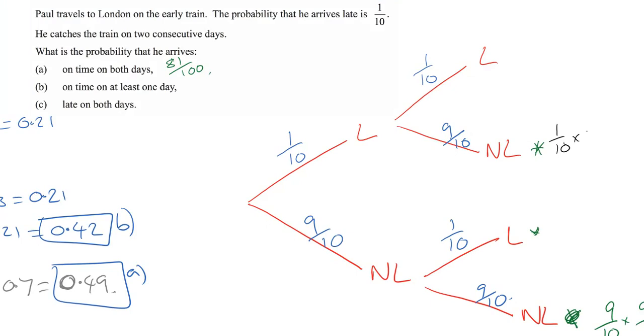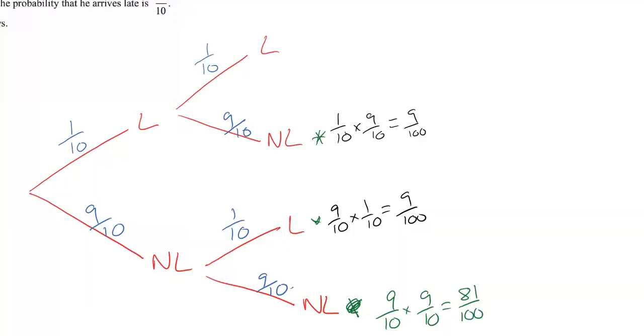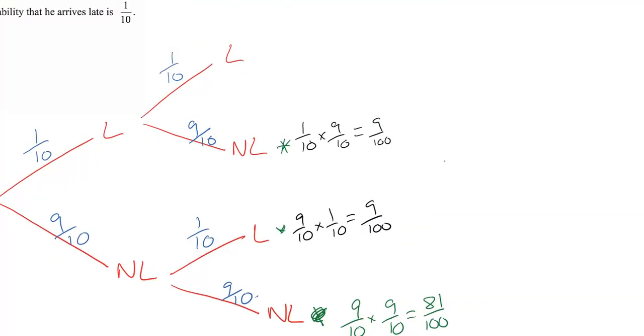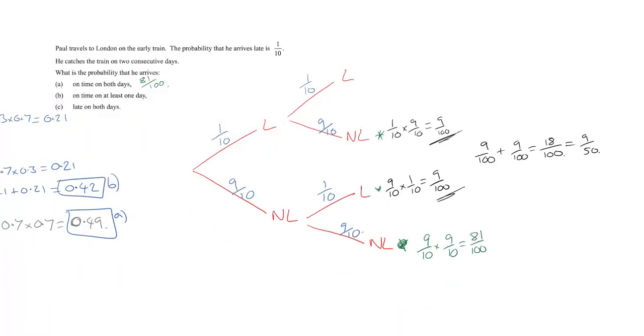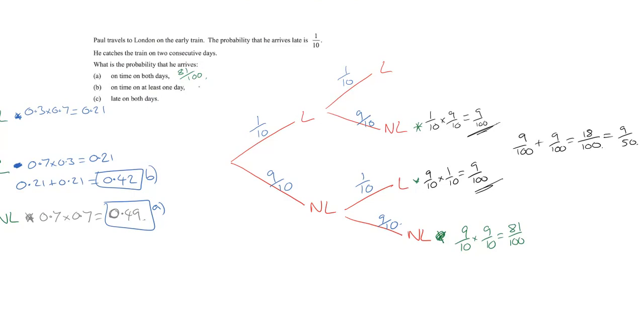We're going to have 1 over 10 times 9 over 10, which is 9 over 100. And we are going to have 9 over 10 multiplied by 1 over 10, which is again 9 over 100. So we need to add these together to combine the two branches. So 9 over 100 plus 9 over 100 is going to be 18 over 100. We can simplify that down to 9 over 50. It's a good idea not to simplify the component pieces because it's easier to add them when you have the same denominator. But this one we can definitely write as 9 over 50.